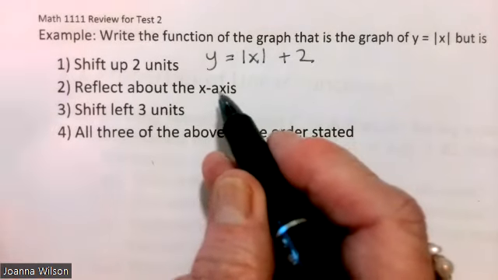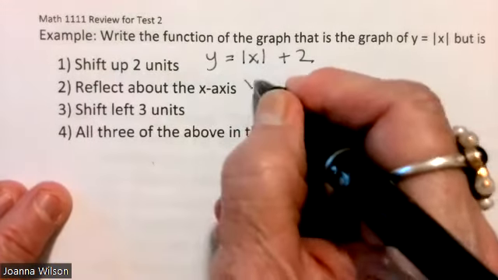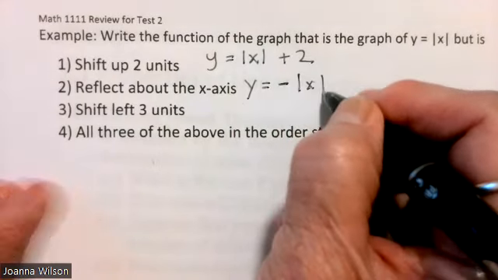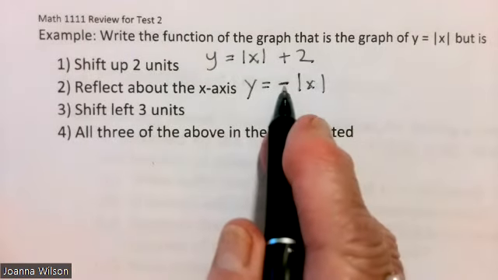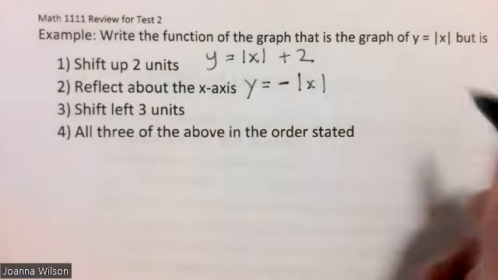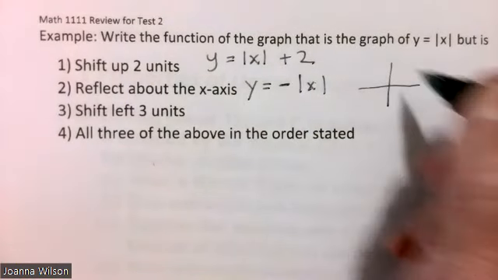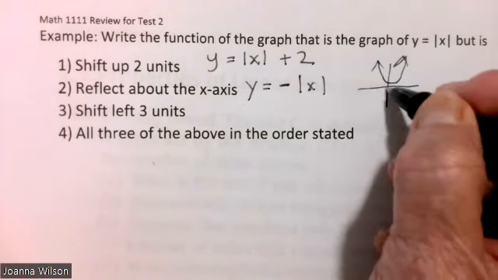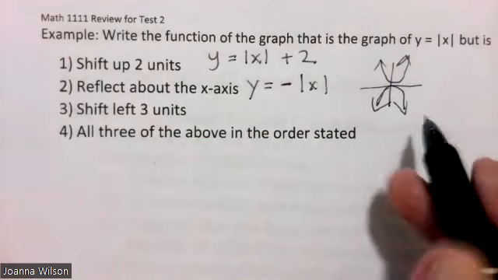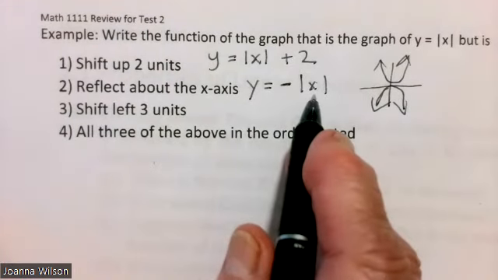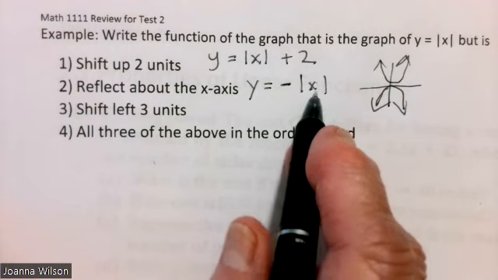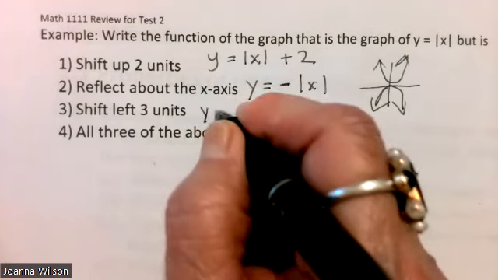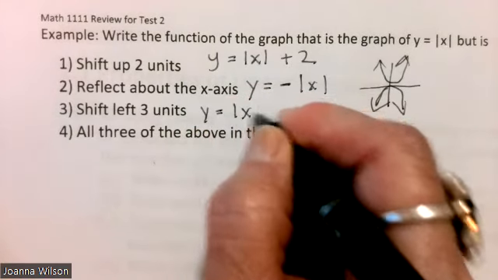And reflect about the x-axis, and you just have to remember this. That means that the minus sign is outside the grouping symbol. Because if it's reflected about the x-axis, this is the x-axis. So if it looked like this, then it's going to reflect and look like this. So really what's happening, the y values are getting multiplied times -1. And then shift left 3 units, then you would have y equals the absolute value of x plus 3.